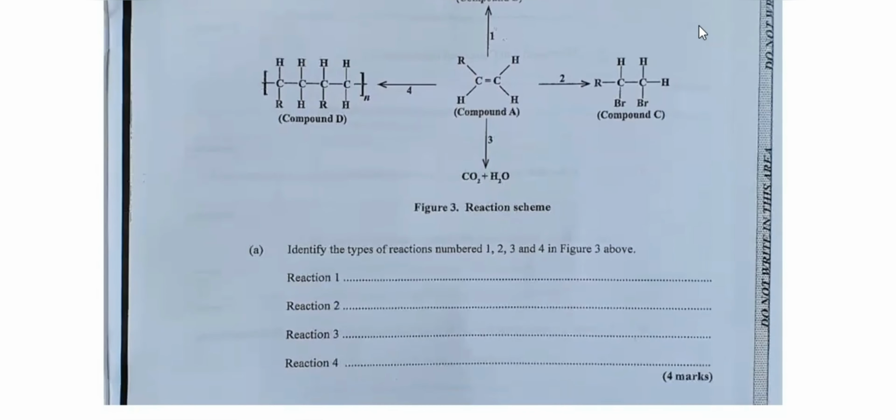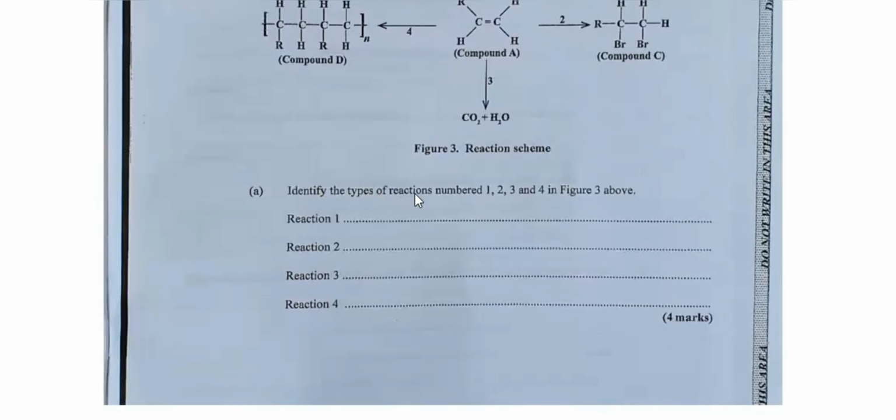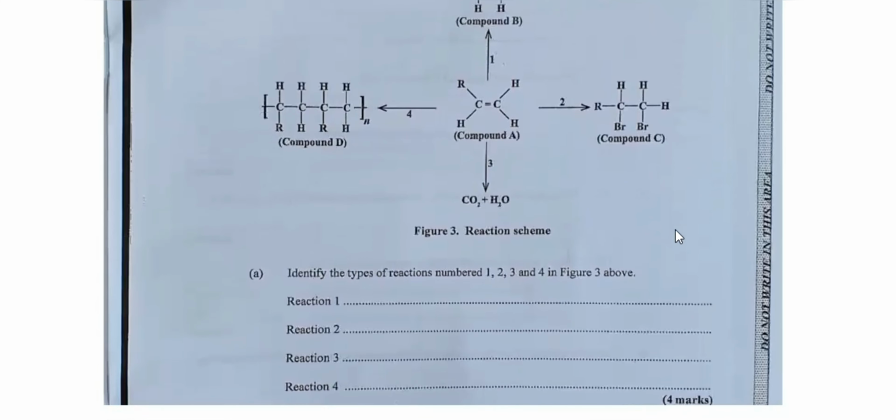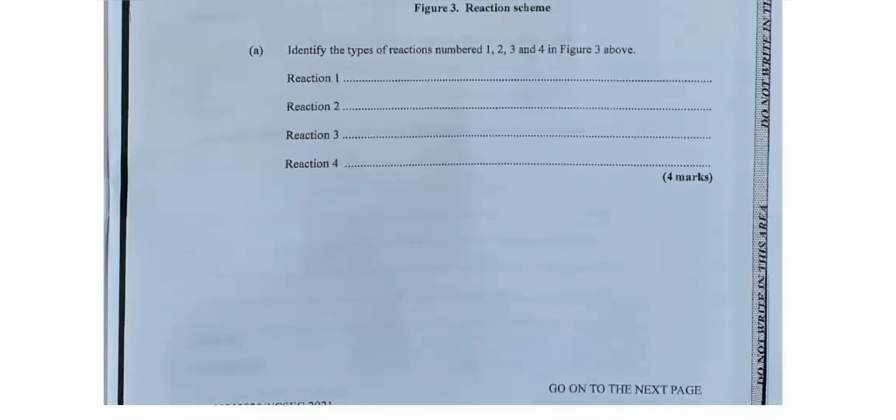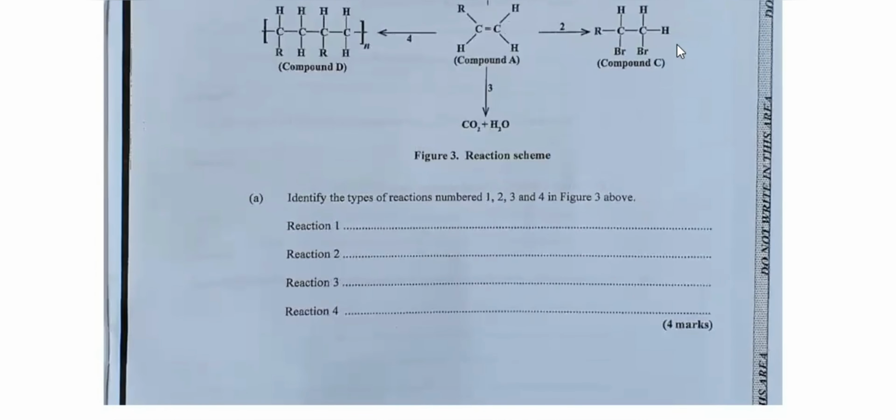So let's look at what they're going to ask you. So it says, identify the types of reactions numbered 1, 2, 3, and 4. We have actually just done that. Reaction 1 is hydrogenation. Reaction 2, halogenation. Reaction 3, combustion. Reaction 4, polymerization. You see that. And that's all they asked you for there.